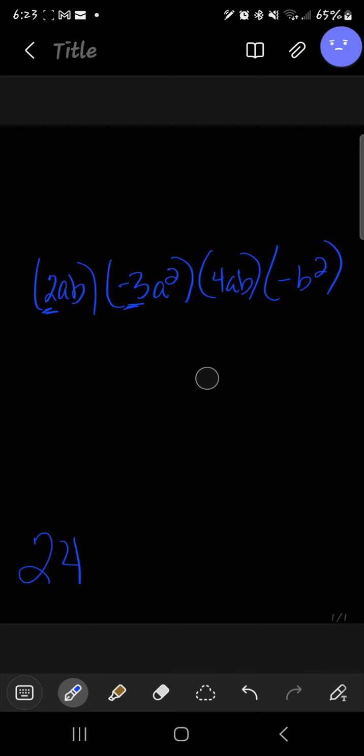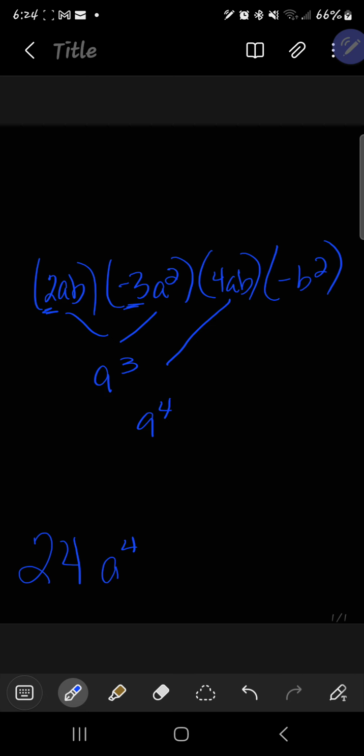Okay? Move on to your A. So you have A times A squared. When you're multiplying, you add the exponents. So that's A to the third. You have another A here. So that makes it A to the fourth. And then that's it. So A to the fourth.